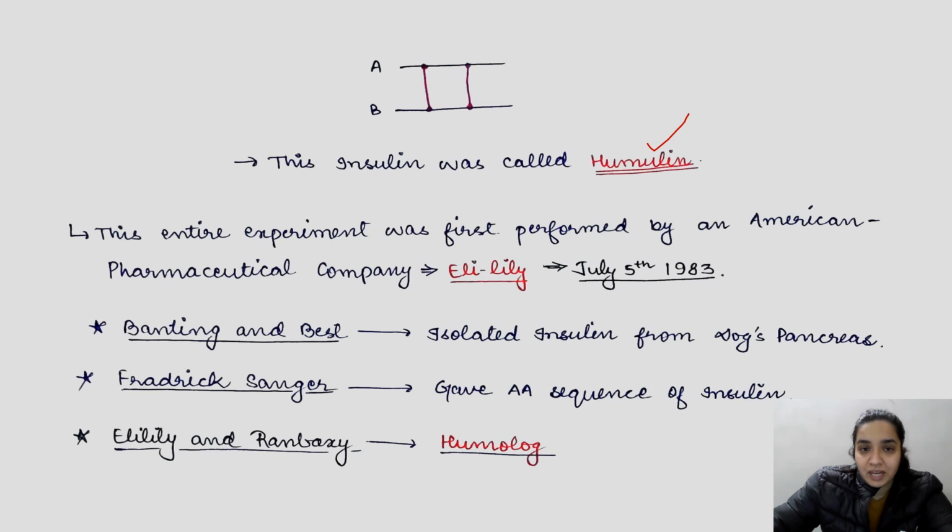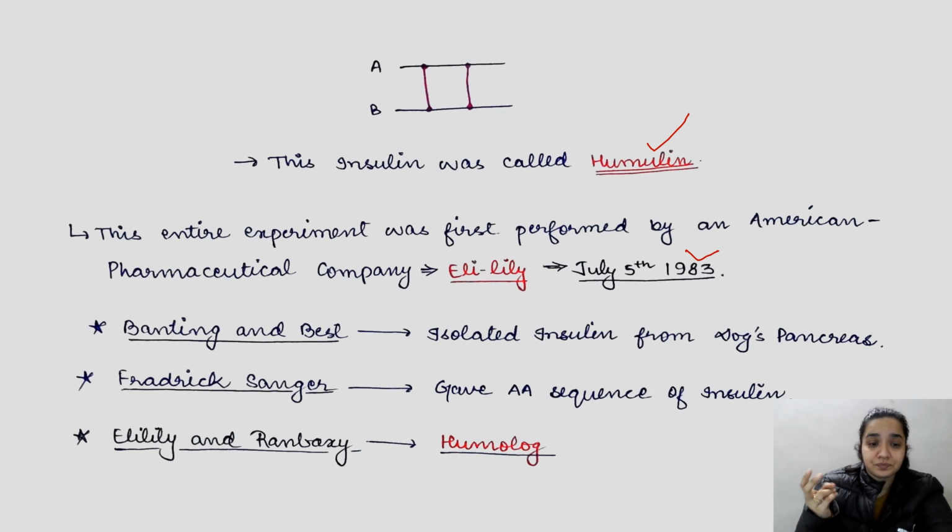This entire experiment was actually performed by an American pharmaceutical company, Eli Lilly. Eli Lilly introduced the genetically engineered insulin in the market on July 5th, 1983. This date is really very important, the date and year.